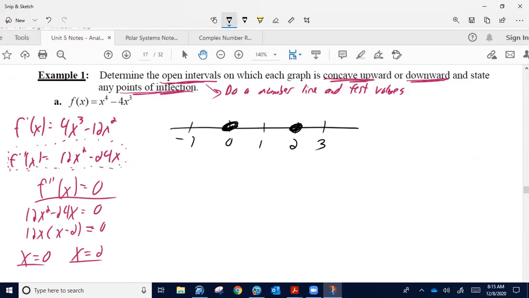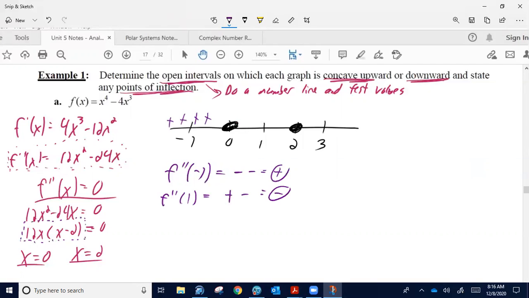And I'm going to test it in the second derivative. So if I test -1 for this first region on the left, inside the second derivative, I like to plug this when I do a test into the factored pieces. 12 and a -1 is a negative number. -1 minus 2 is a negative number. Those two negatives give me a positive. If I test out f double prime of 1, 12 and 1 is a positive number. 1 minus 2 is a negative. That gives us a negative.